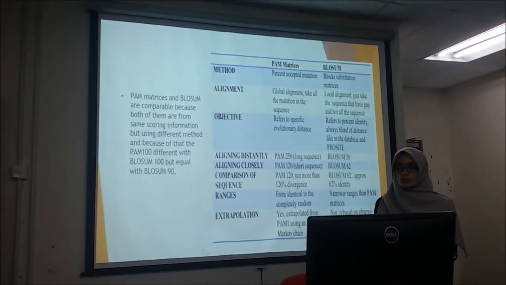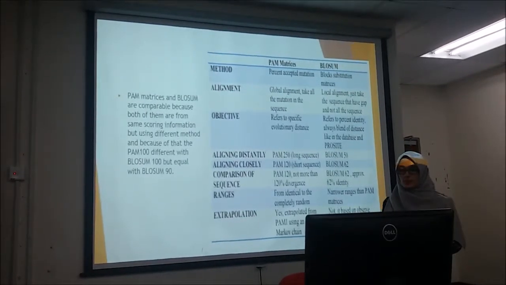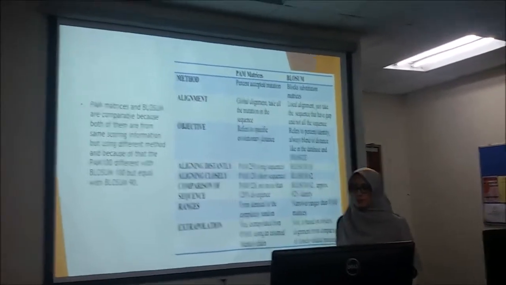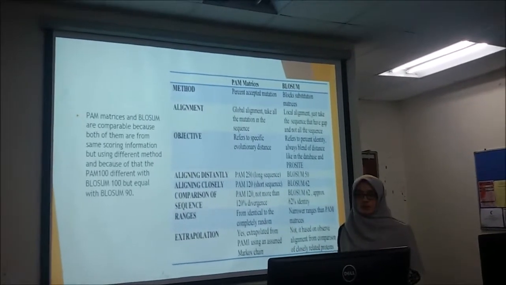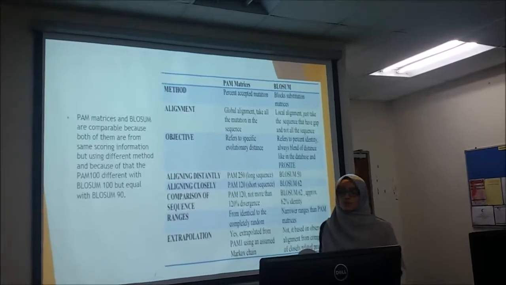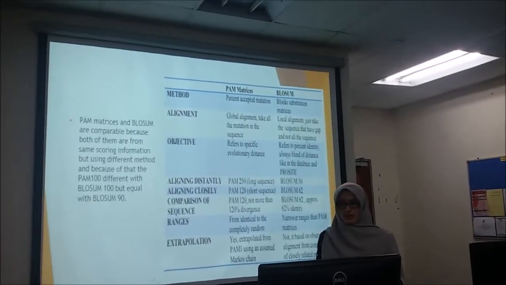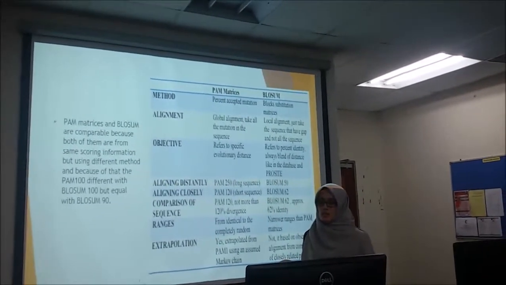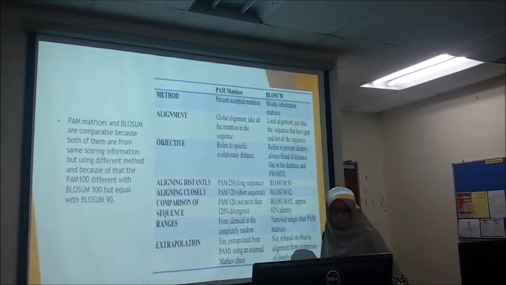The range of PAM matrices is from identical to completely random, while the range for BLOSUM is narrower than PAM matrices. And lastly, the comparison of extrapolation: for PAM matrices, yes, PAM matrices is extrapolated from PAM 1 using an unused Markov chain, but for BLOSUM, the extrapolation does not occur. It is based on observed alignment from comparison of closely related proteins.